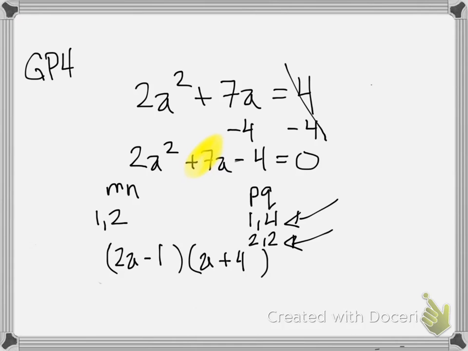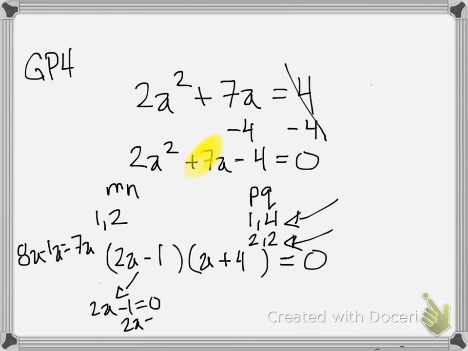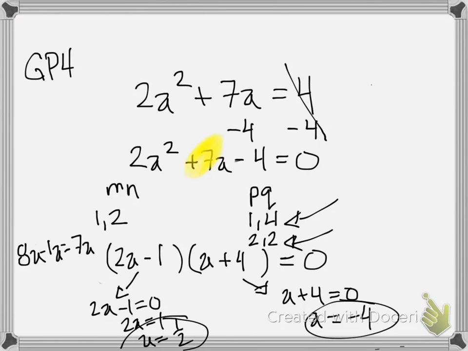Again, we try to OI it. We get positive 8a, negative 1a, and there's our positive 7. So this is the right binomial times binomial factors of that trinomial. Take each of those, set it equal to 0. 2a minus 1 is 0. 2a is equal to 1. So a is equal to 1/2. Our second one, a plus 4, is equal to 0. Subtract 4 from both sides of your equal sign, and you get a equal to negative 4.